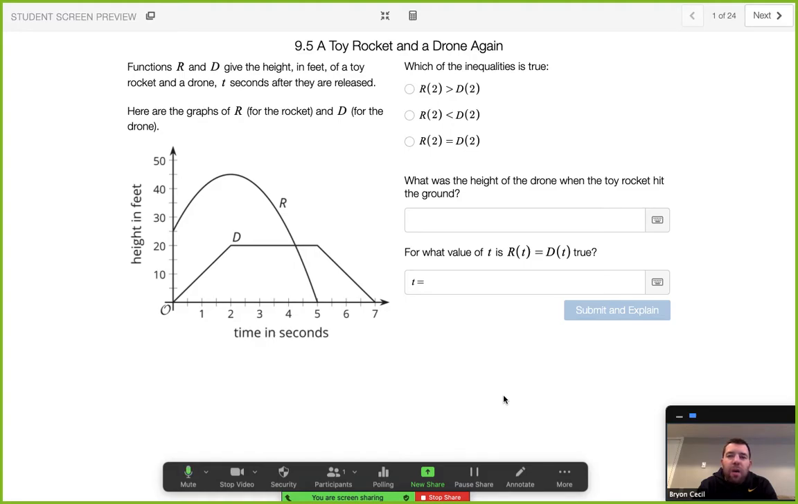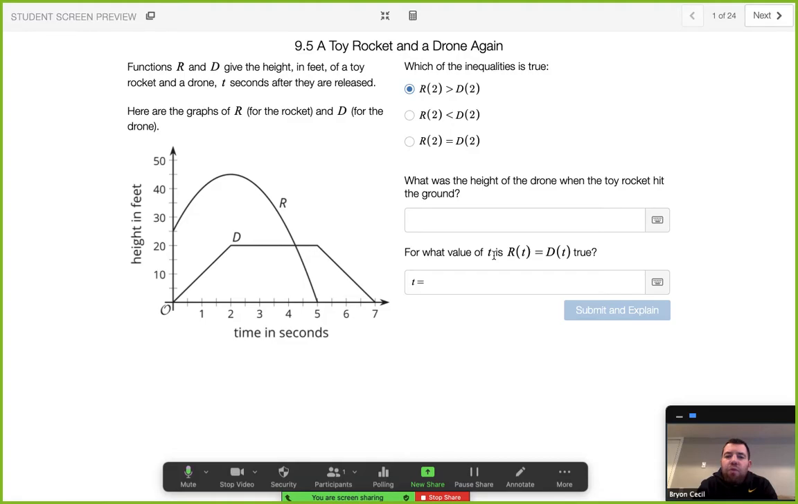All right, let's review 4.9 that we talked about last week. Functions R and D give the height in feet of a toy rocket and a drone t seconds after they are released. Here are the graphs of R for the rocket and D for the drone. Which of these inequalities is true? We see here that the input is 2. Remember, the input is what goes in the parentheses. So I come here, and we see that R is greater than D.